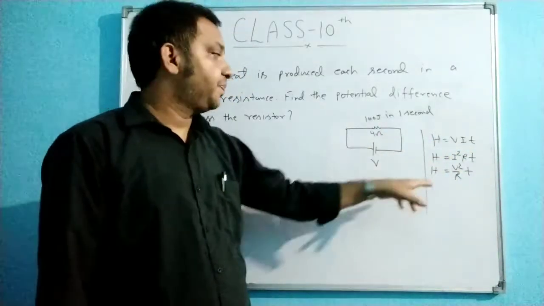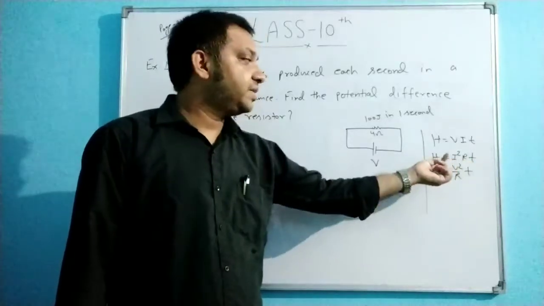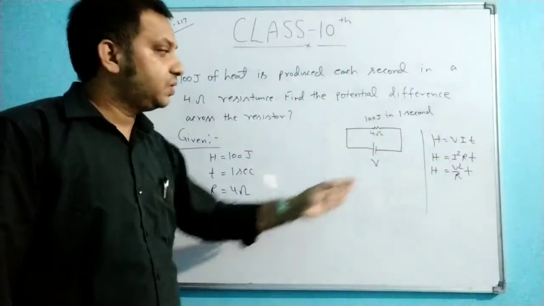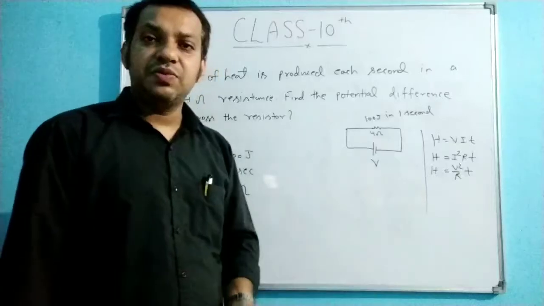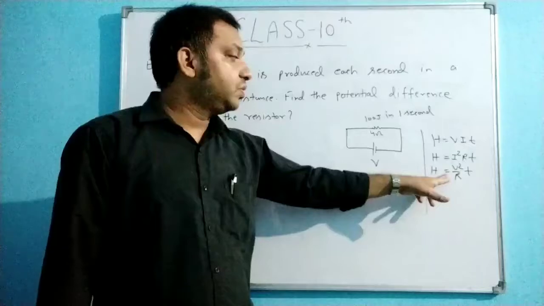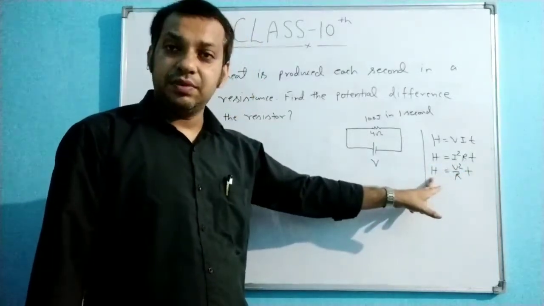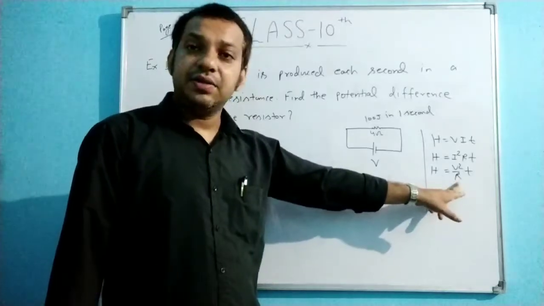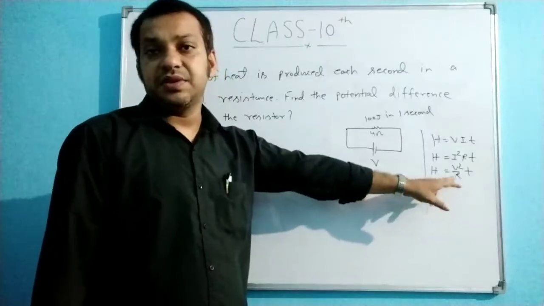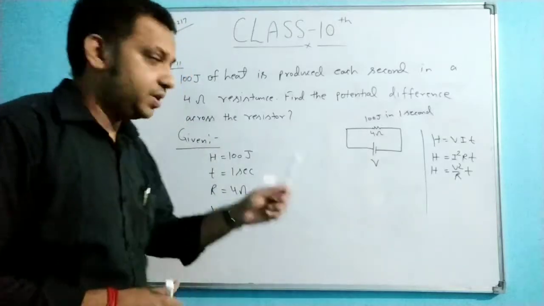So it is not easy to apply this particular expression, because two variables are there. We cannot simply find it. The second one, H is equal to I square R into T. Here H is known, R is known, and T is known. So if you put the values of the known parameters, you will get the value of the current. But our aim is to find what? The voltage, not the current. In the third expression, H is equal to V square upon R into T. Here H is known, already given in the question. R is also given, and T is also given. So with the help of the third expression, you can simply find the value of the voltage. So let us apply the third.